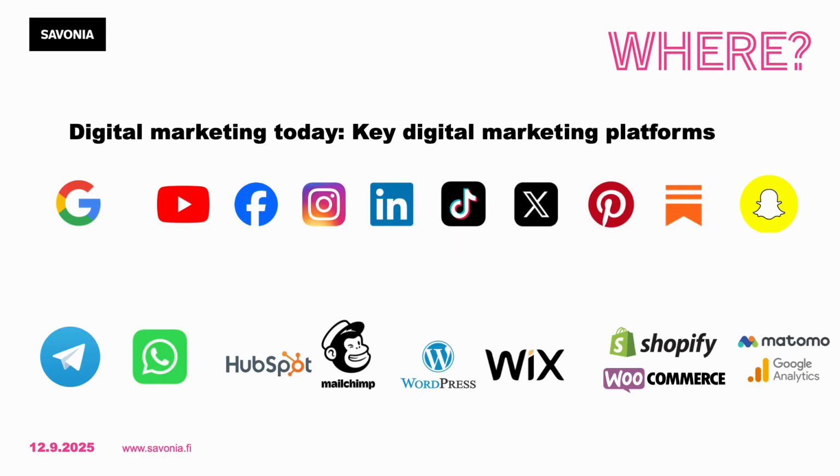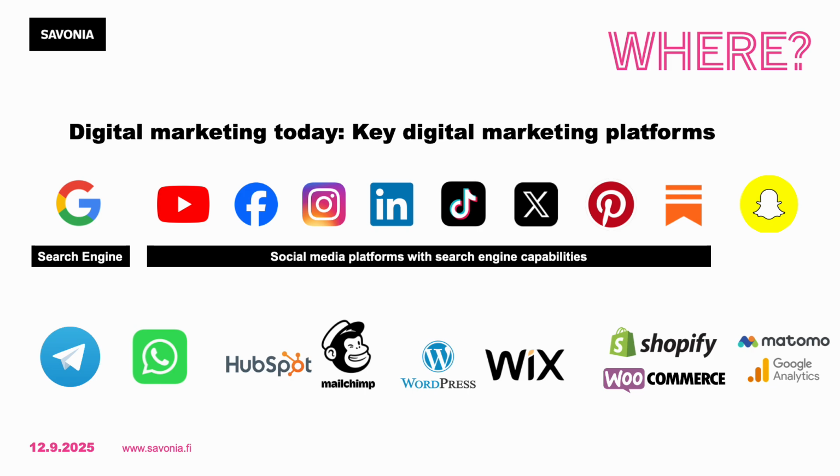So when we ask ourselves, what is the current state of digital marketing today? It is important to look at key digital marketing platforms. So where exactly is digital marketing happening? For starters, we will have search engines such as Google and Bing. Then we will also have social media platforms with search engine capabilities. Examples of these are YouTube, Facebook, Instagram, LinkedIn, TikTok, X, Pinterest, and Substack.